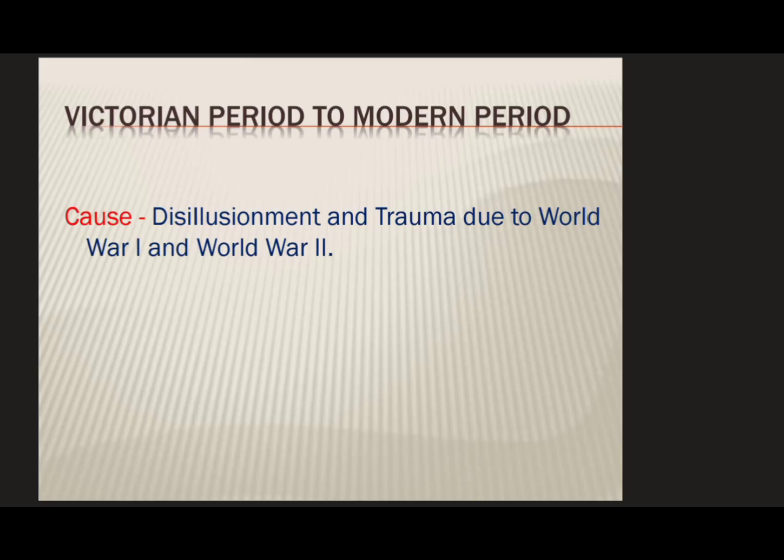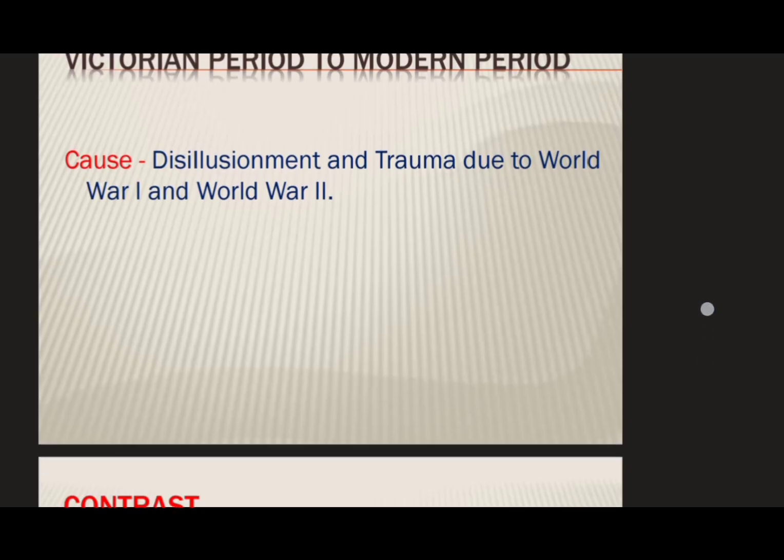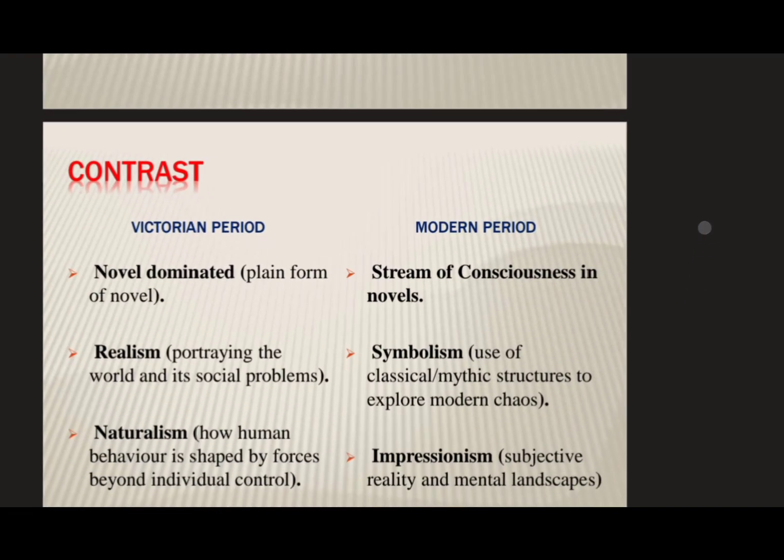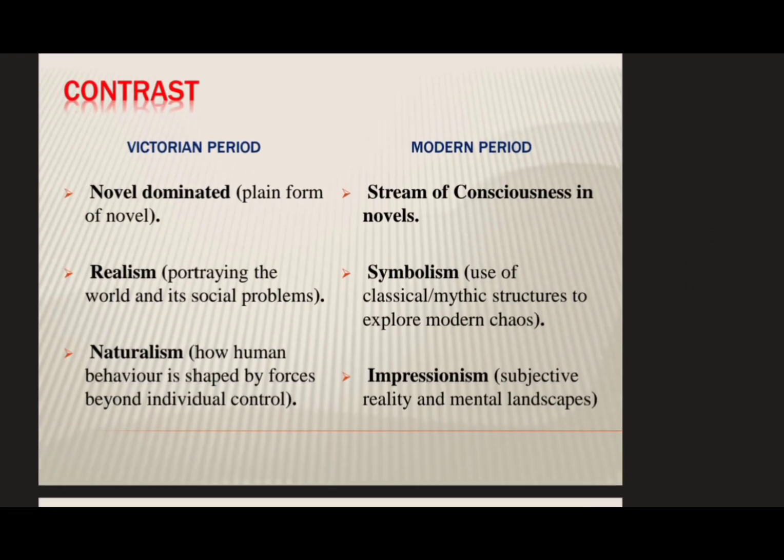Looking at the contrasts between these two periods, in the Victorian period, the novel was the dominant form of literature, but the novel was in its plain form. There were no experiments with the novels written during that period. But in the modern period, we see a new kind of novel emerging, the stream of consciousness novel.